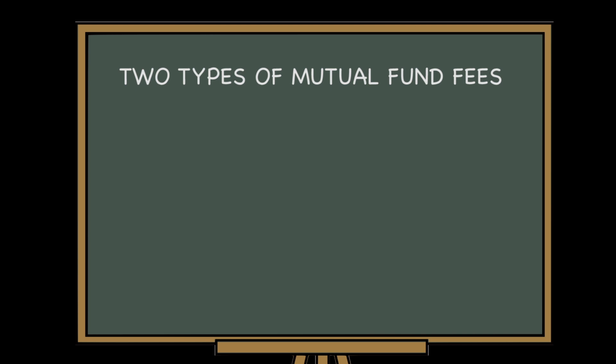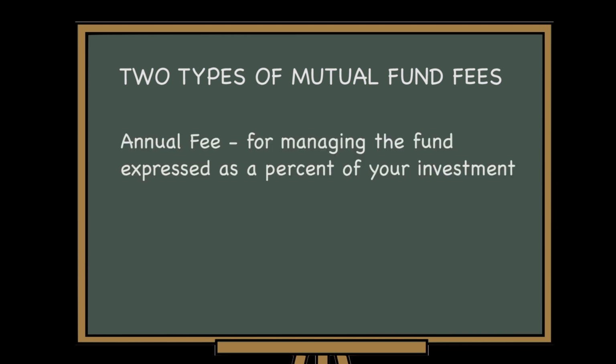There are two types of mutual fund fees. The first is an annual fee for managing the fund, which is expressed as a percent of your investment. This fee can range from 0.1% to over 1%.